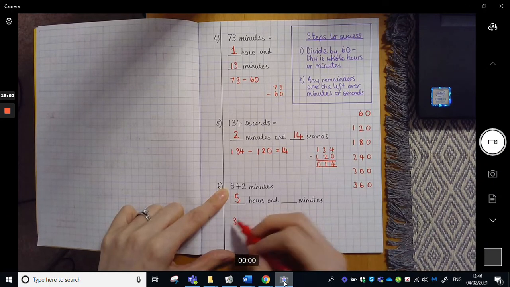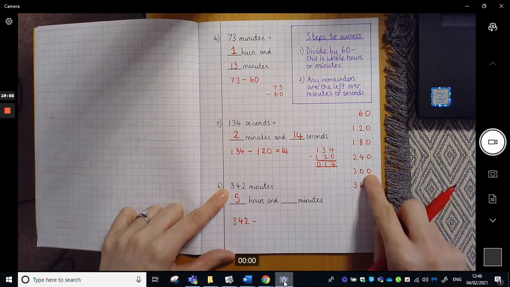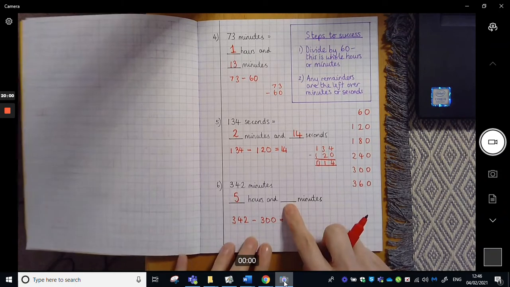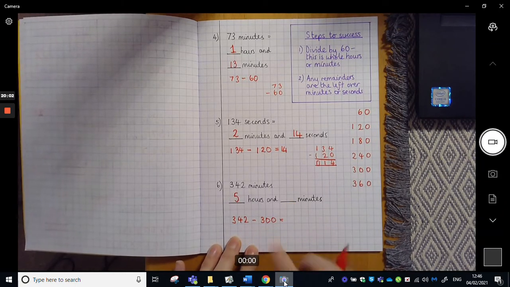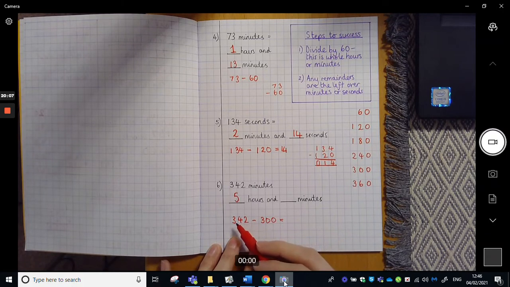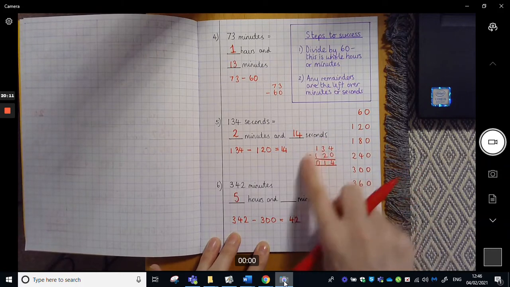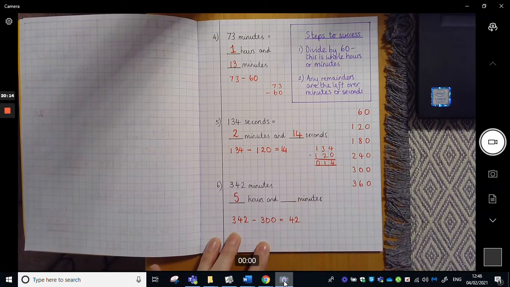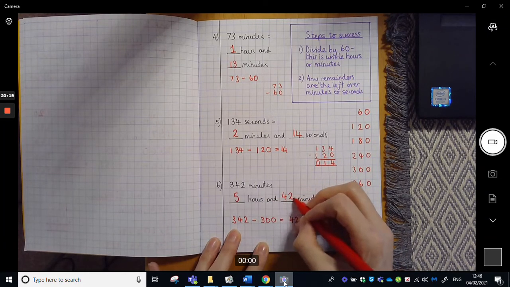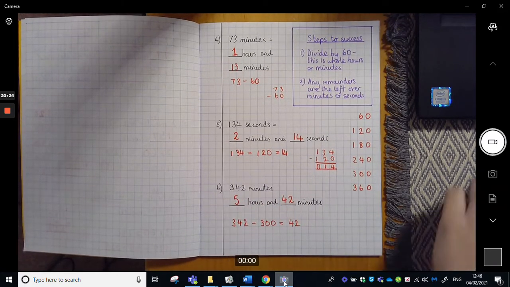So the next step I need to do is find out my remainder. So 342, subtract 300, because that's the same as 5 hours, to find out how many minutes are left over. So again, I can do this in my head because I know that's a rounded number. So taking that away, I'm going to have 42 left over. But of course, if you need to do it as a calculation like this, you can, but do try and use your mental maths as much as you can. So I know that is 42 minutes left over. So 342 minutes is equal to 5 hours and 42 minutes, okay?